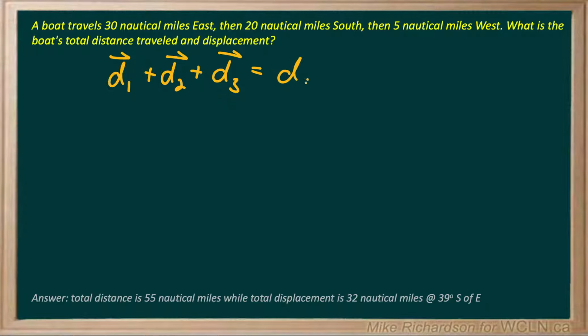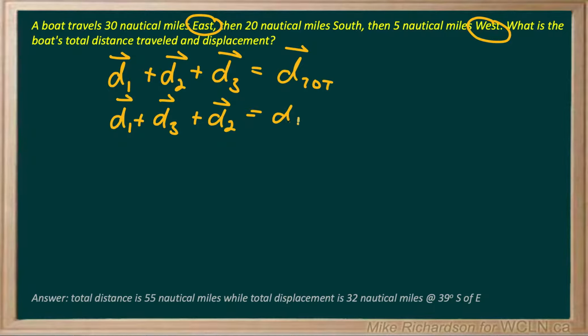And we're trying to figure out what the total displacement is when we add all those vectors up tip to tail. Now you can add vectors in any order. So I recommend doing the east and west ones together because they'll cancel off. So if I go 30 nautical miles east and then 5 nautical miles west, overall that's 25 nautical miles east. So if I write these in a different order, if I go D1 plus D3 plus D2, makes no difference what order I do it in, I can simplify D1 and D3 into 25 nautical miles.